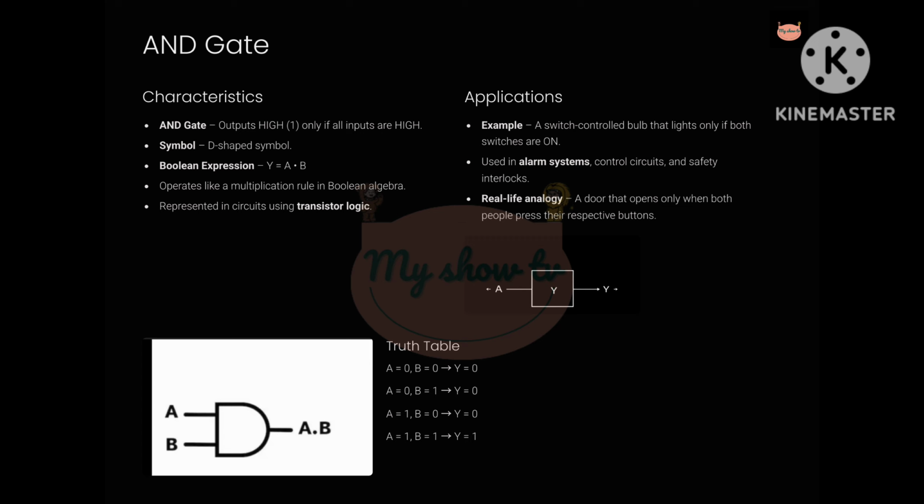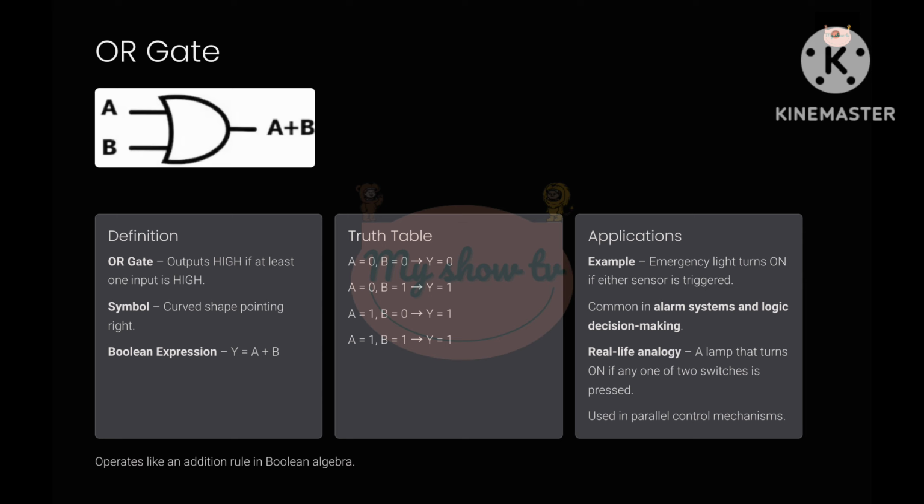Significance, AND gates are used in control systems where multiple conditions must be true to activate an output, like safety mechanisms in industrial machines. Slide 3. OR gate. The OR gate gives a high, 1, output if at least one input is high. It's like a bulb that turns on if either switch is pressed.